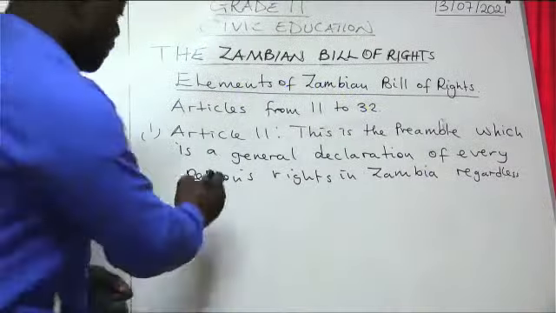So we are saying that Article 11 looks at the preamble. The preamble is the what? The introduction. Are we together? Are we together? All right. Now the next part, it looks at Article 12. So I'm taking my time so that you can understand what we are talking about.